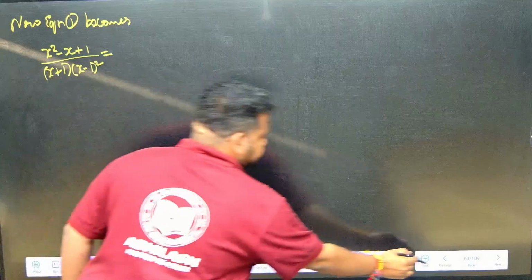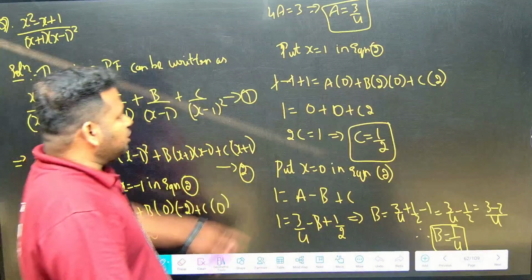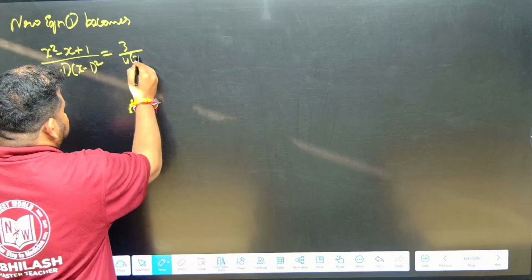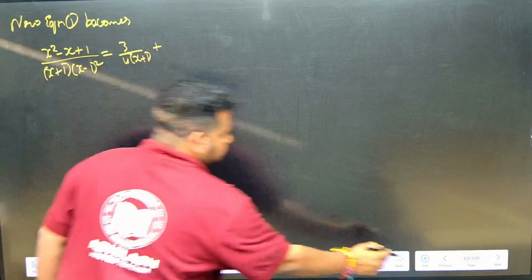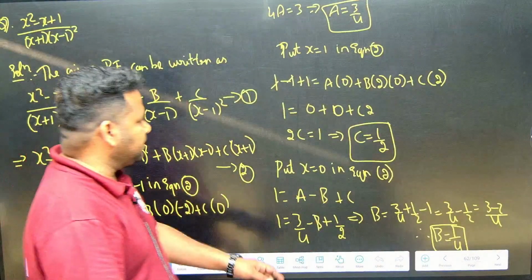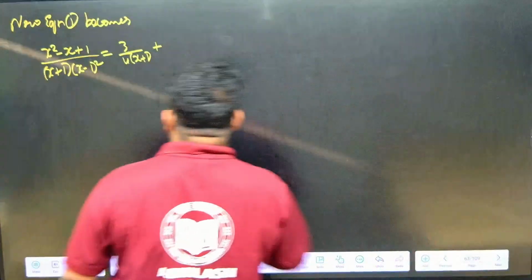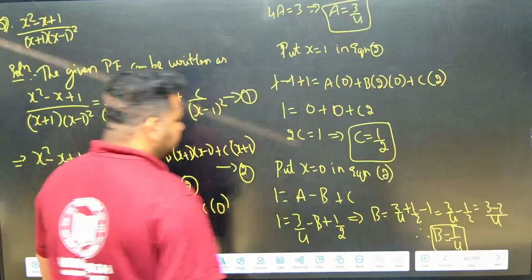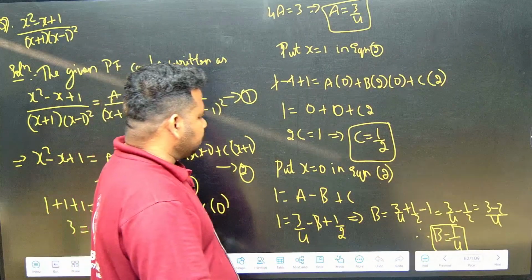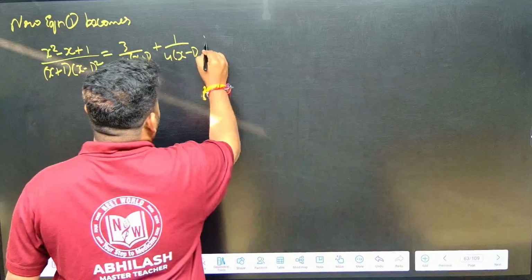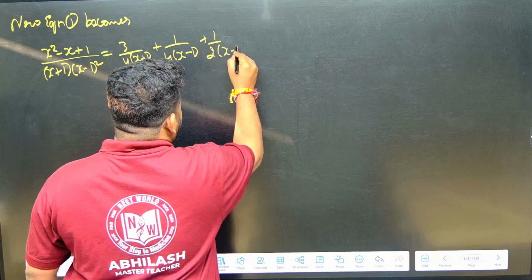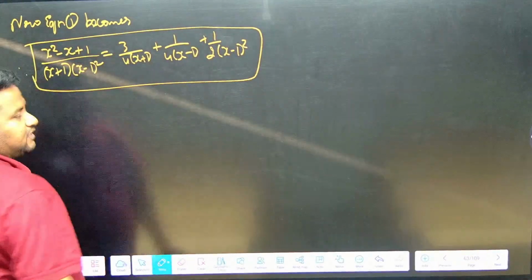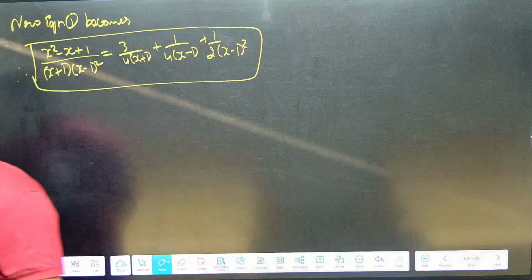Is equal to a by x plus 1. A is 3 by 4, so 3 by 4 into x plus 1, plus b, the b value is 1 by 4, so 1 by 4 into x minus 1, plus c, what is the value of c? C is 1 by 2, so 1 by 2 into x minus 1 whole square. This is the final answer, friends, that you have to write. Before this, we have resolved the partial fraction. Clear? Got it?